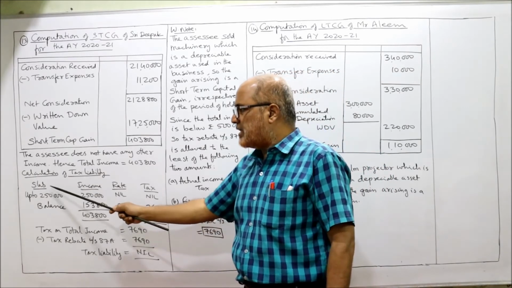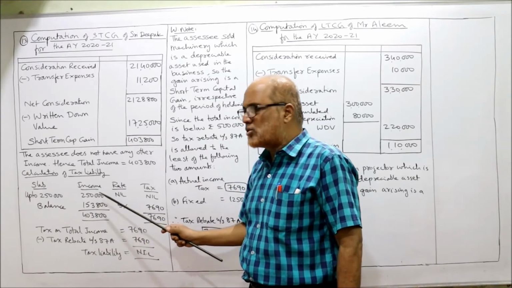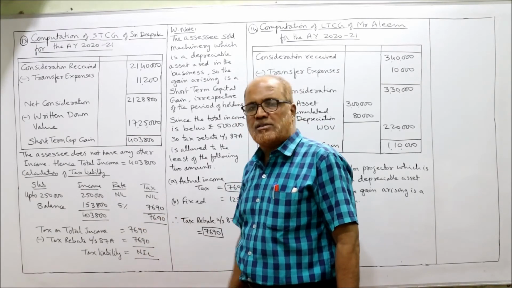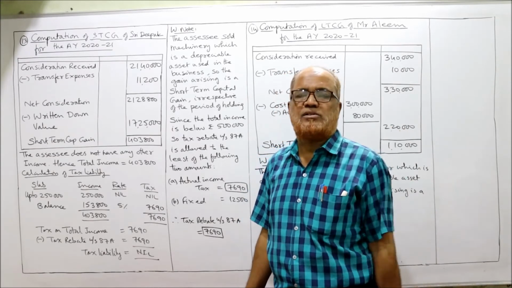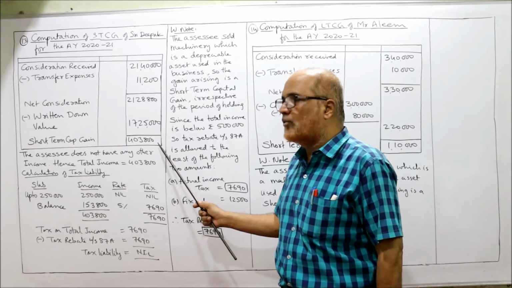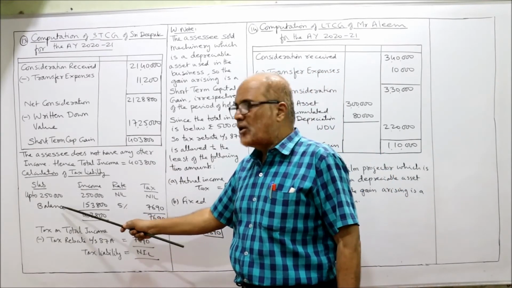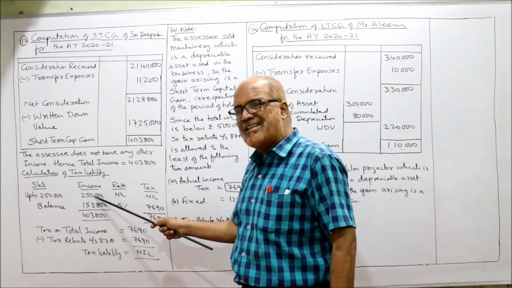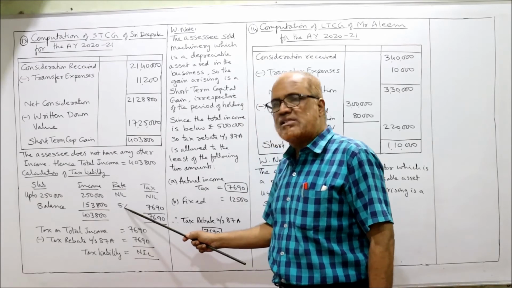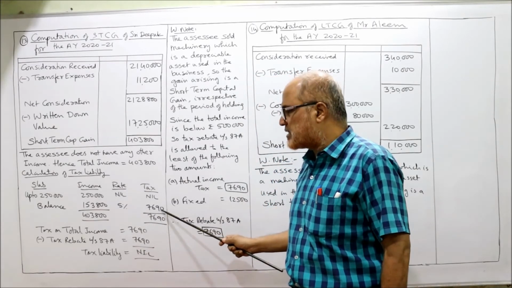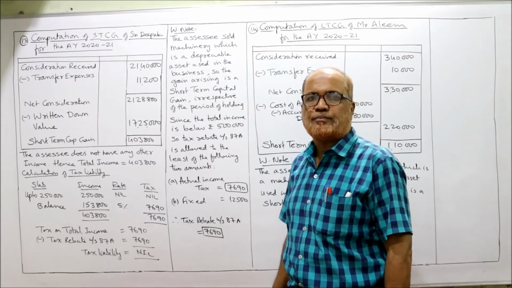So computation of tax liability: slab up to 2,50,000, income 2,50,000, rate nil, tax nil. Balance: the next slab is from 2,50,000 to 5 lakh rupees, but our income is not going up to 5 lakh. Our income is below 5 lakh, that's why I'm taking the balance. So 4,03,800 minus 2,50,000 is 1,53,800. The slab rate is 5%. It comes to 7,690. So tax on total income is 7,690.